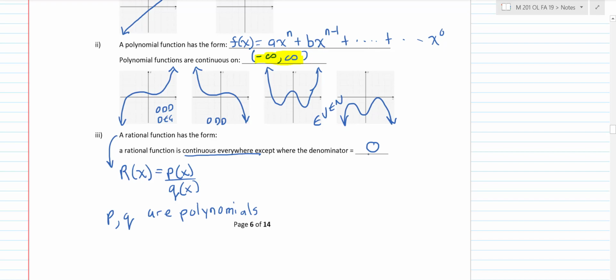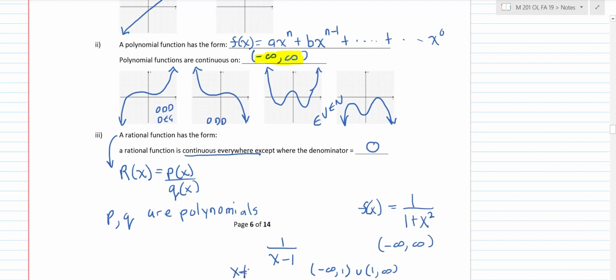There are plenty of rational functions where the denominator is never 0. An example would be f of x equals 1 over 1 plus x squared. The denominator is never 0, so that would be continuous on all real numbers. But if you had 1 over x minus 1, that would be continuous from negative infinity to 1, and then from 1 to infinity, because x cannot equal 1. So a rational function is continuous anywhere except where the denominator is 0, and that's the way it always works.